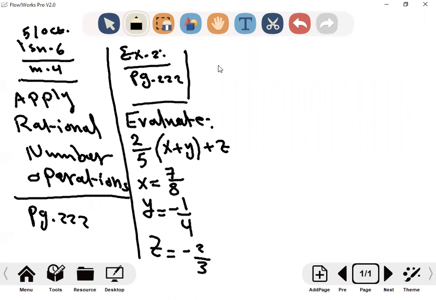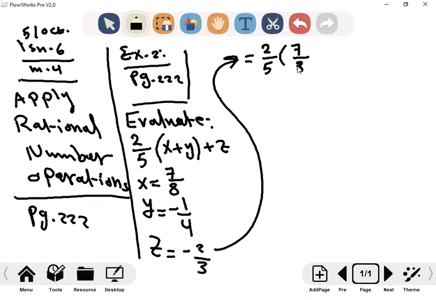So here, equal, 2/5, it's already there. We have parentheses, open parentheses. X is 7/8. We have a plus, y is negative 1/4, close the parentheses. Then we have a plus z. So here we have plus negative 2/3. So this is the first step.